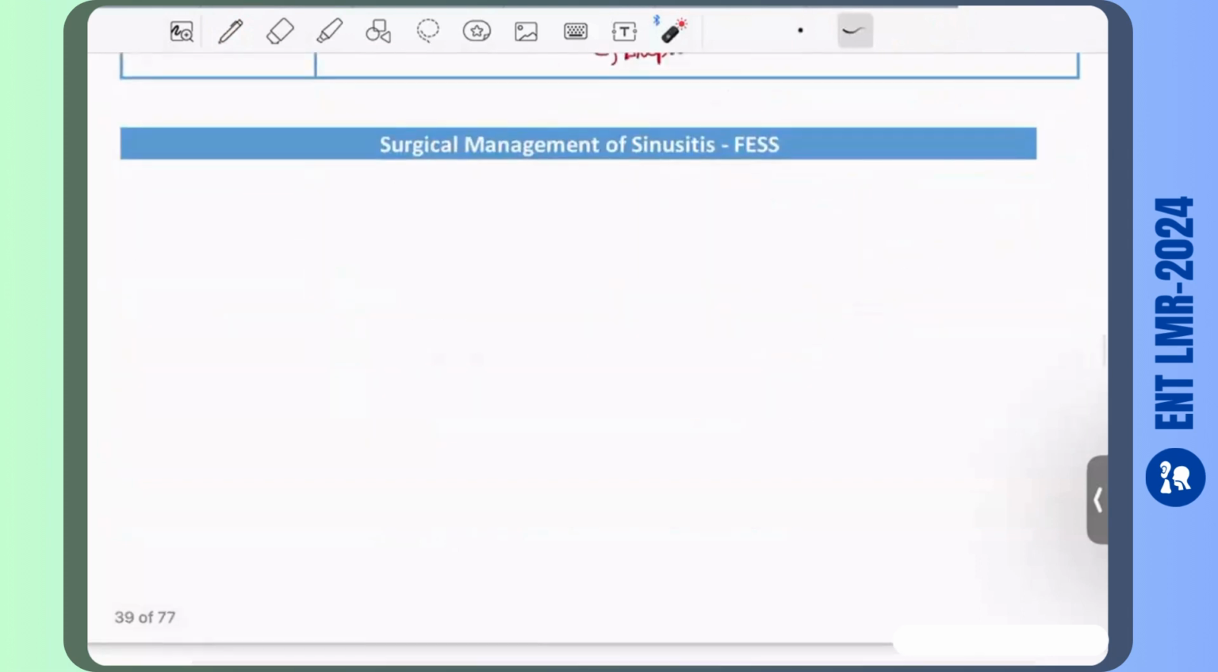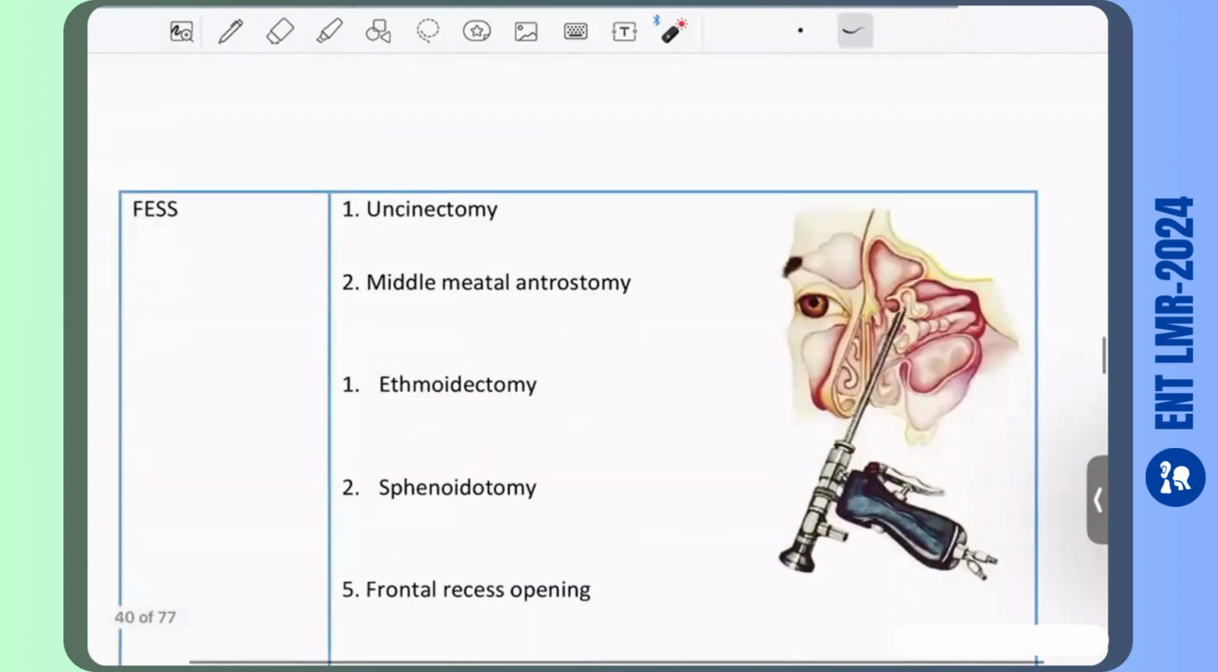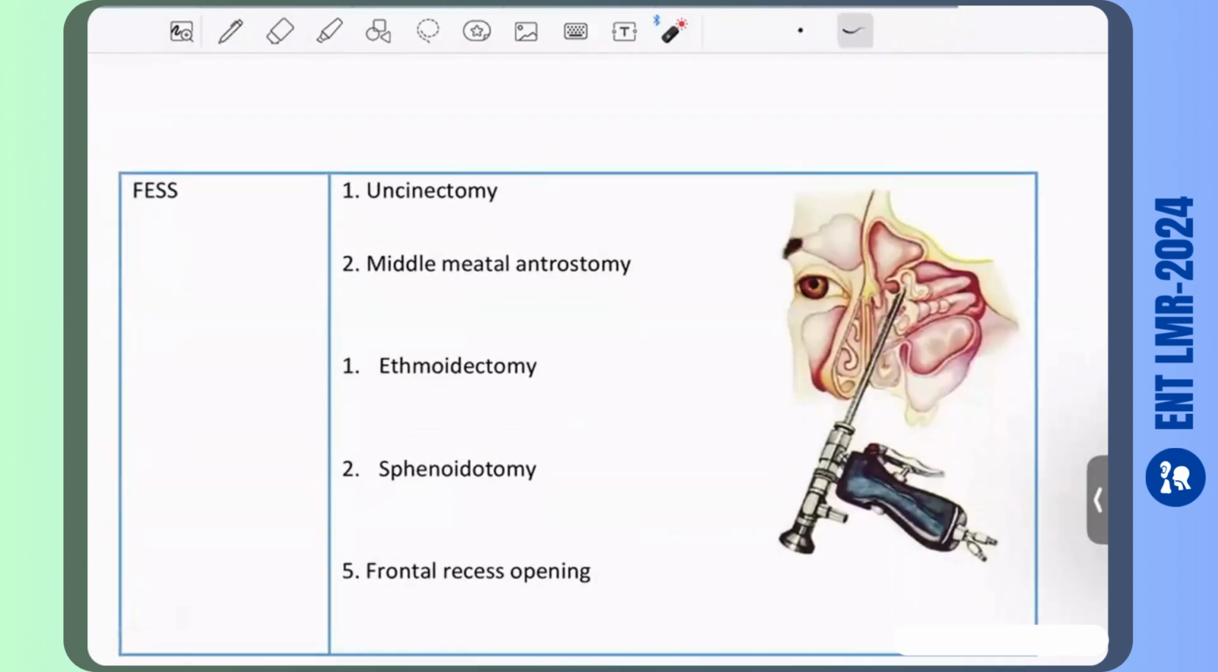Surgical management of sinusitis is FESS. The patient can have uncinectomy, middle meatal antrostomy, ethmoidectomy, sphenoidectomy, and then frontal recess opening. This is the order for FESS. So for any nasal pathology, sinusitis, or any small tumors or any block, you could do a FESS. What is FESS? Functional endoscopic sinus surgery.